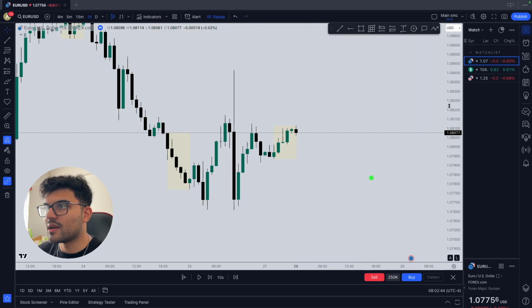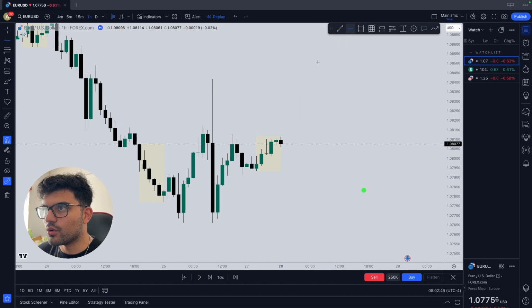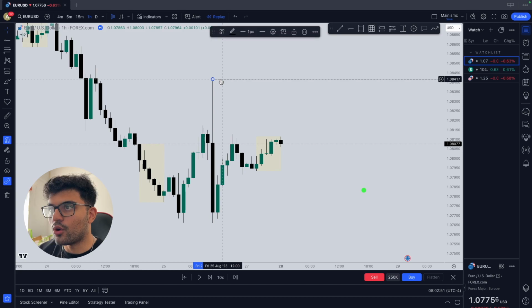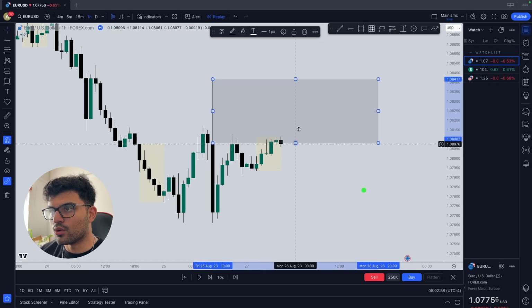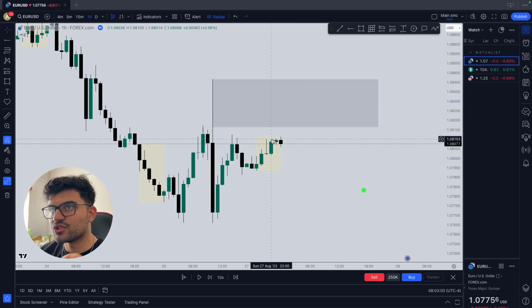So on the hourly time frame, I was looking for this area to be swept, which is sell side liquidity, right? Because above old highs there is sell side liquidity. Also there's this massive supply zone right above here, with a lot of inducement right there. So those were my points of reference.